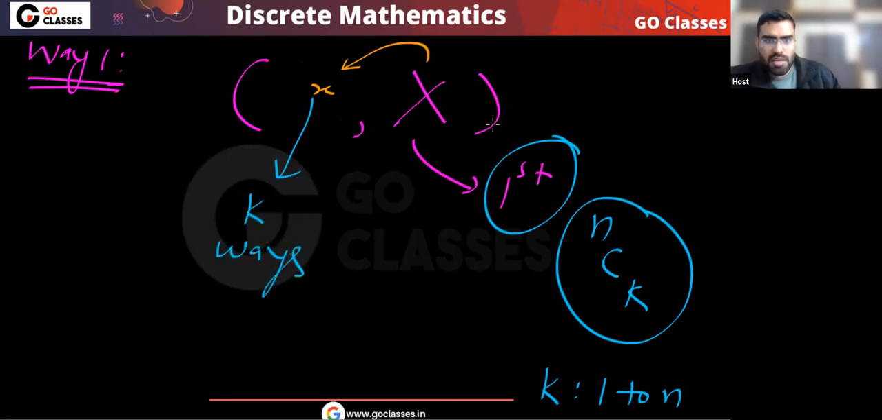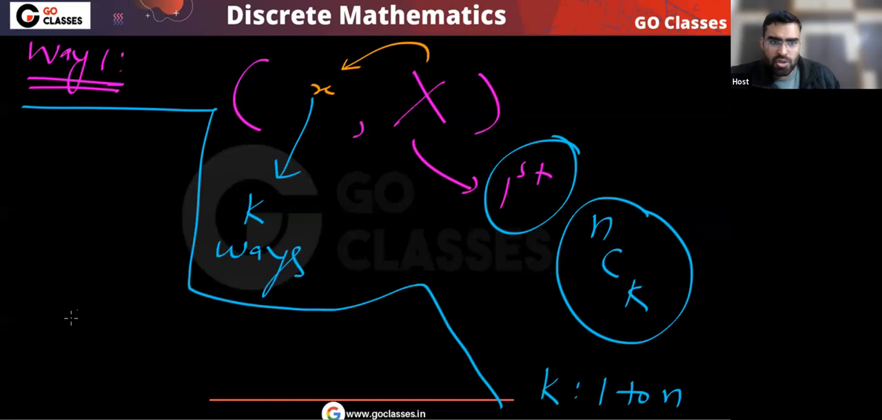Yes or no? Is this clear to everyone? Quite simple, right? I think it is very simple if you think about it. And you can notice we are doing it very easily. So the answer is what? The answer is NCK multiplied by K.